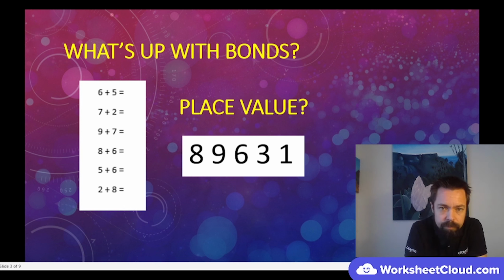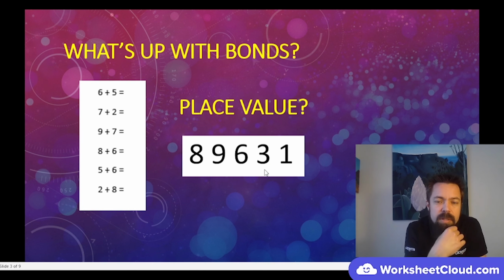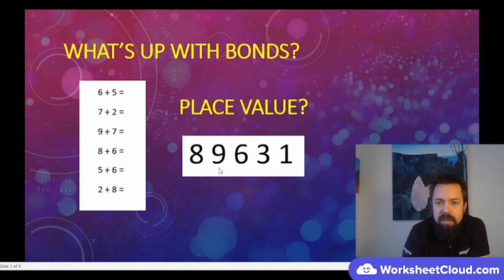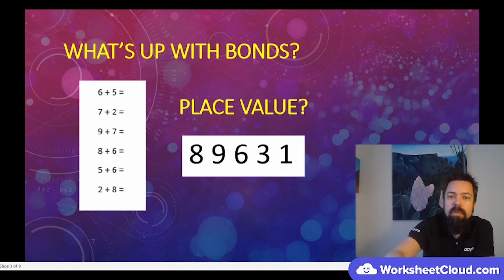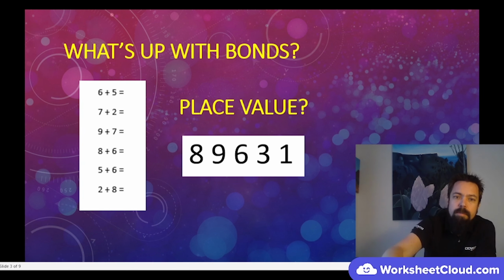Place value. That number over there in the middle of the screen is 89,631. What I mean by place value is this digit is a 3, but because of where it's placed in the number, it doesn't mean 3, it means 30. This digit over here is a 9, but because of its position, it means 9,000. In the middle, we've got a 6, but it doesn't mean 6, it means 600 because of where it is. That's what I'm talking about with place value. So it's important to understand this, because when we're adding, we need to make sure we add the right place value with each other. So hundreds with hundreds, tens with tens, units with units.